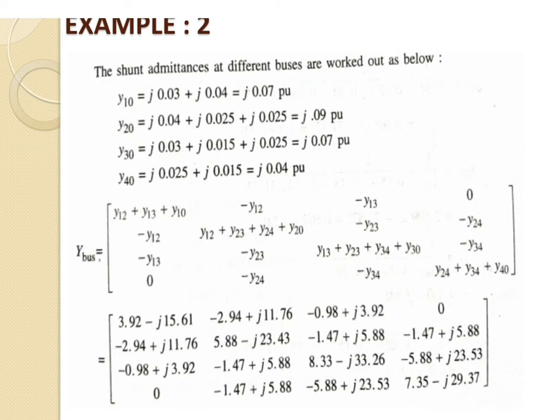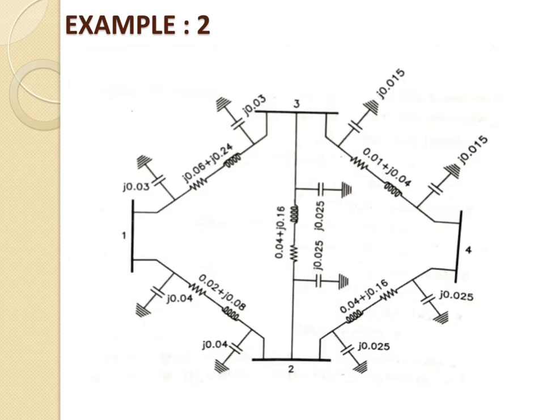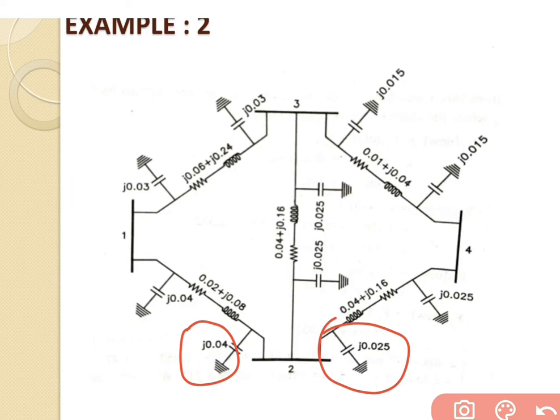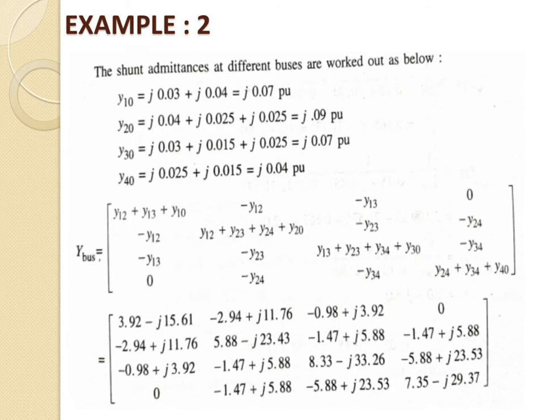Then go for the second one, y20. In that case there are a total of 3 terms: the first term is 0.04, the second is 0.025, and the third is 0.025. So y20 is written as j 0.04 plus j 0.025 plus j 0.025. We get the answer of j 0.09 per unit.